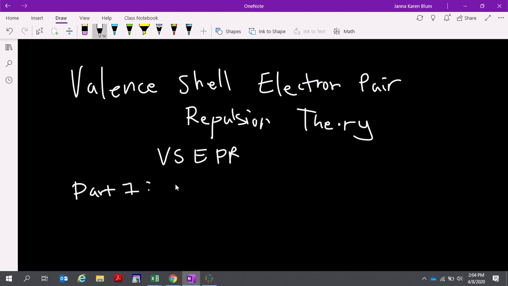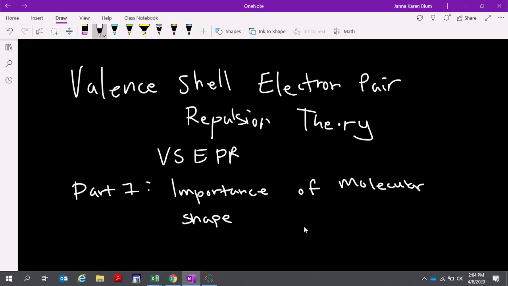And we're going to talk about VSEPR as a theory we use to take Lewis structures and convert them to 3D models. So today we're going to talk about the importance of molecular shape. So we're going to take a Lewis structure like the one for water, H2O, and convert it to what this looks like in 3D space, and why that is important.